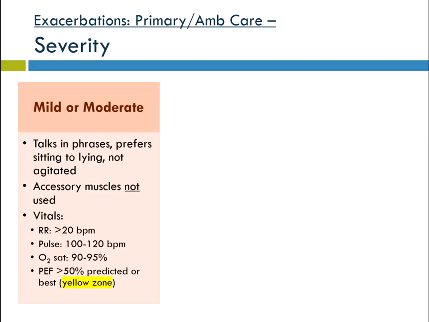Okay? For these vitals, a respiratory rate greater than 20, a pulse of 100 to 120, O2 sats of 90 to 95, and a PEF that puts them in the yellow zone.